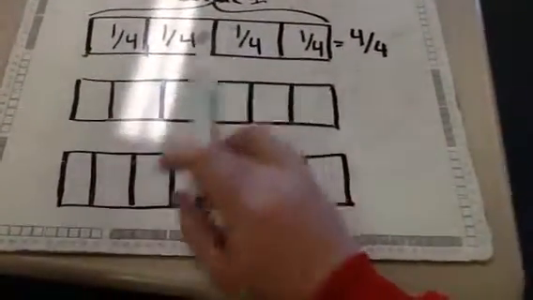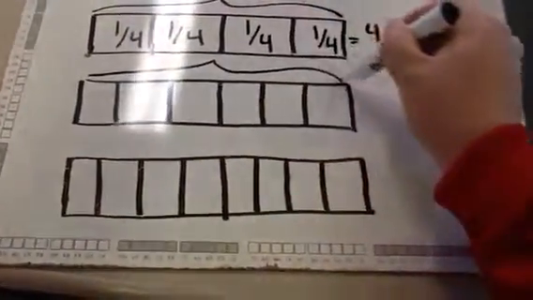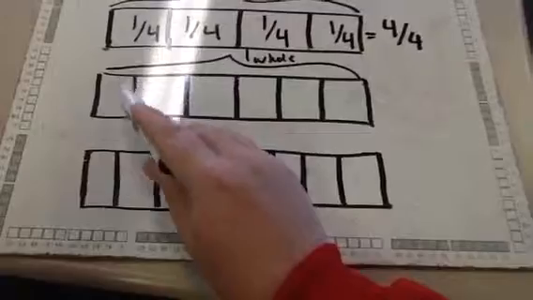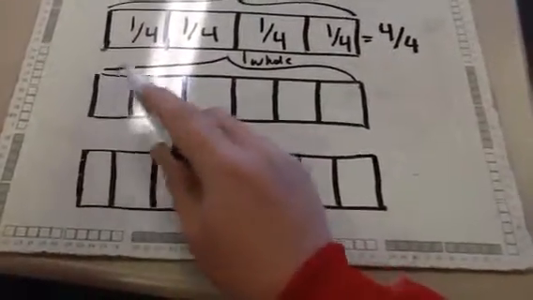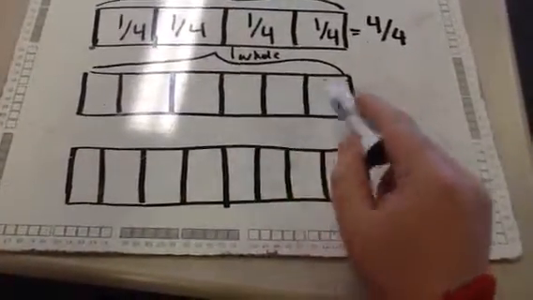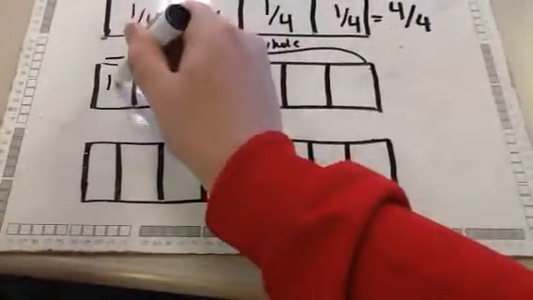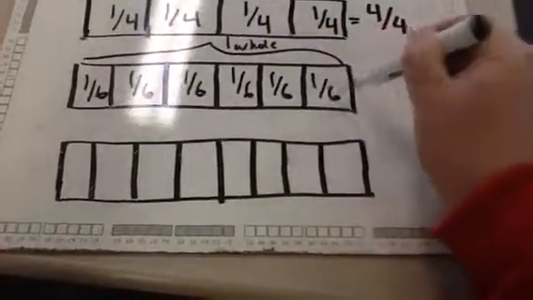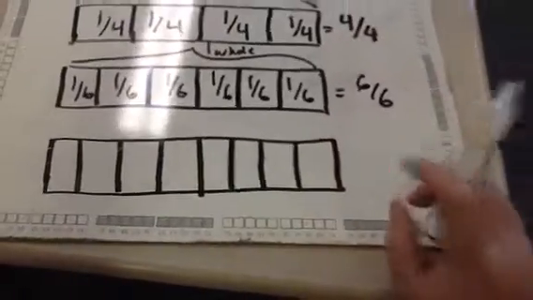Okay? Let me try it again on this one. So if you look at it, the whole shape is 1, or we can call it a whole, and then we're going to count the pieces. So I have 1 part, 2 parts, 3, 4, 5, 6 parts. So if I have 6 parts, each one of these is 1/6, and that's going to equal 6/6. Pretty easy stuff, right?